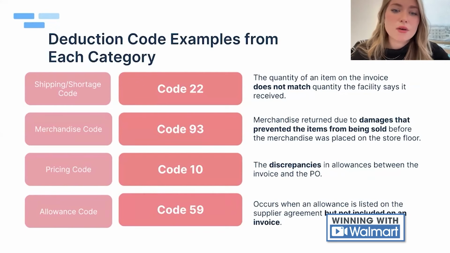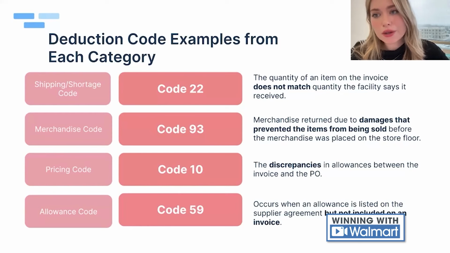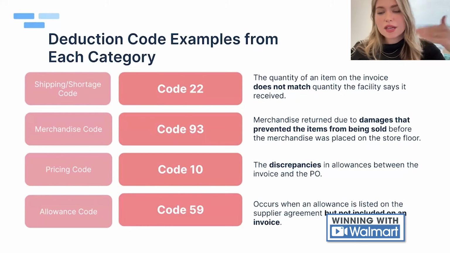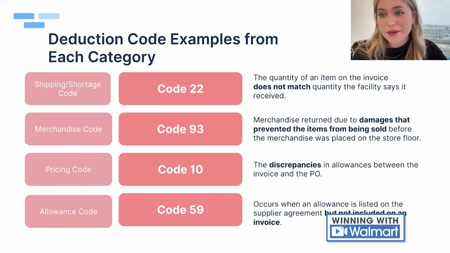Last, we have an allowance code. This is going to be code 59. This occurs whenever allowance is listed on the supplier agreement, but it's not included on the invoice. That doesn't necessarily mean that it is on the purchase order, but it still means that Walmart expected it based off of the contract that you had with them, and you did not give it to them. There's a lot of different allowance codes for all sorts of things. So this is just an example of one, a high level one.